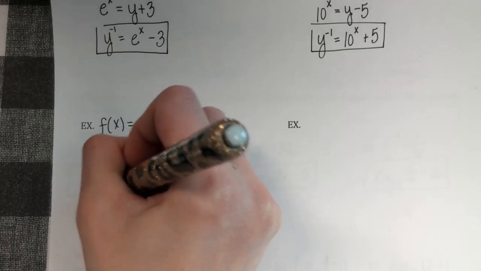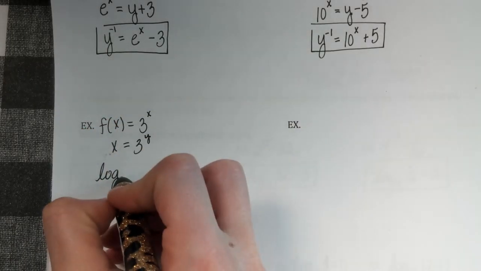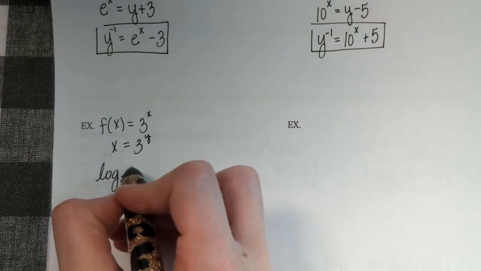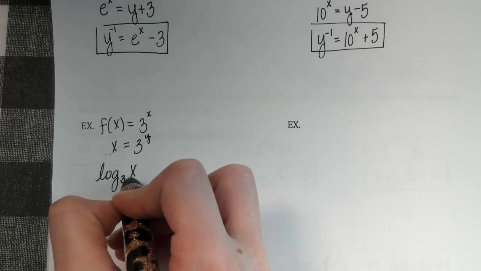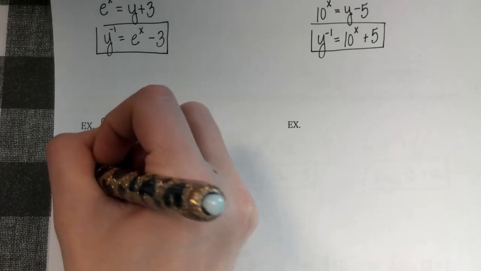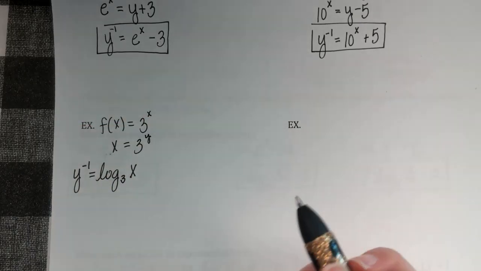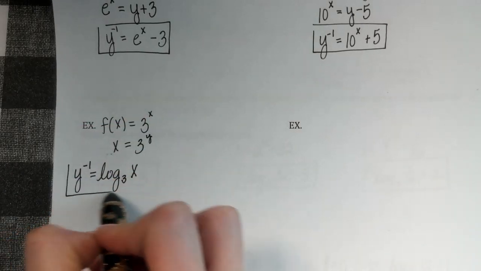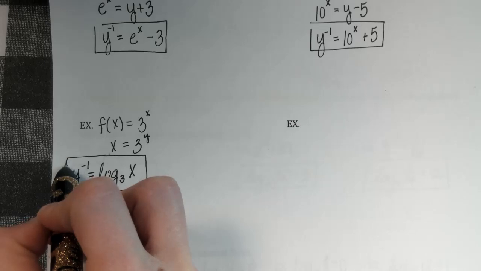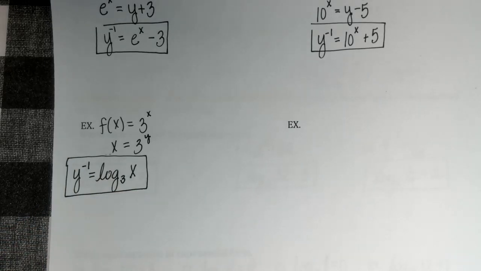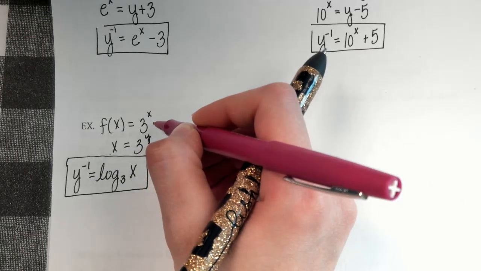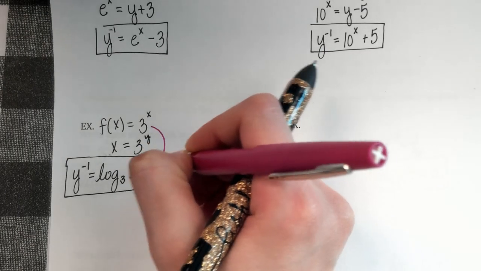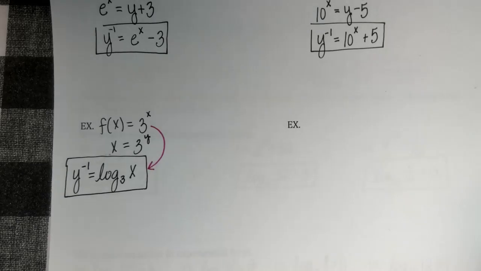So if I write my log base solution equals exponent, how am I writing this? Log base 3 of x equals y. So the inverse of y is equal to log base 3 of x. So if you know that exponential and log are inverse, and you recognize this is the parent function exponential, you should be able to go straight to the logarithmic parent function, okay?